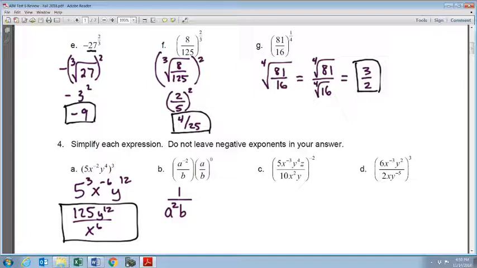And then anything to the 0 power is 1. So a over b, it doesn't matter what's inside the parentheses there. If you take it to the 0 power, you're going to get 1. And so this is just 1 over a squared b.